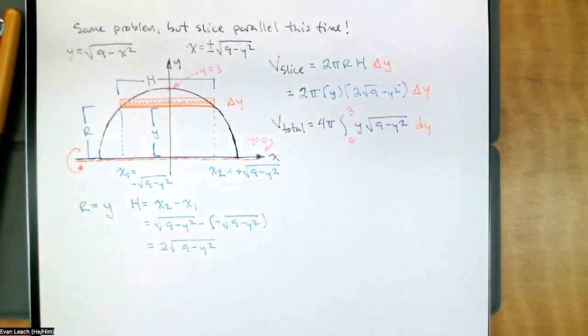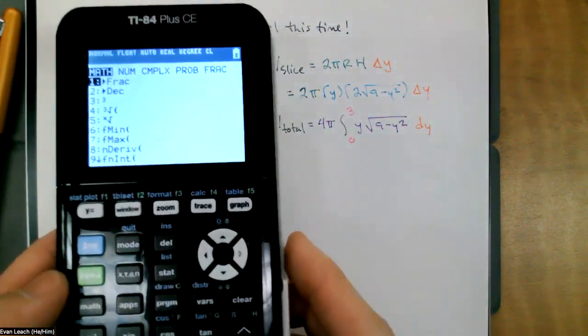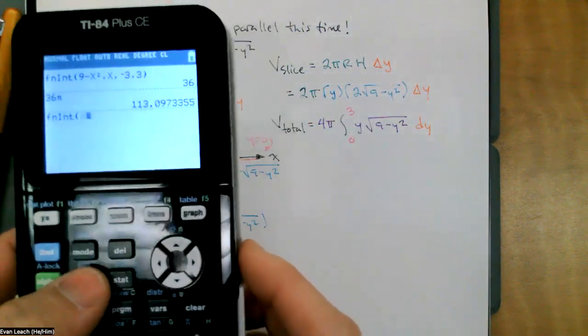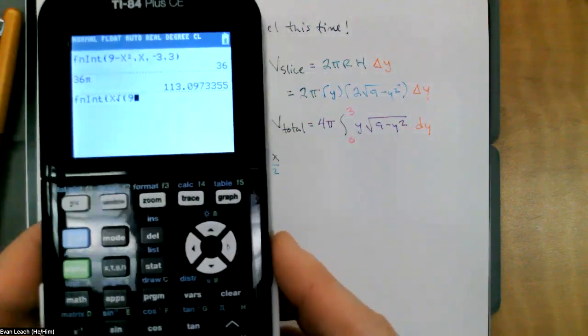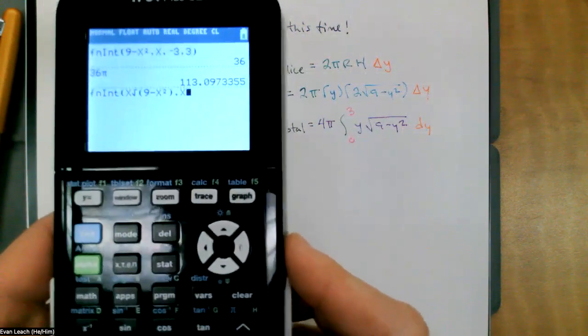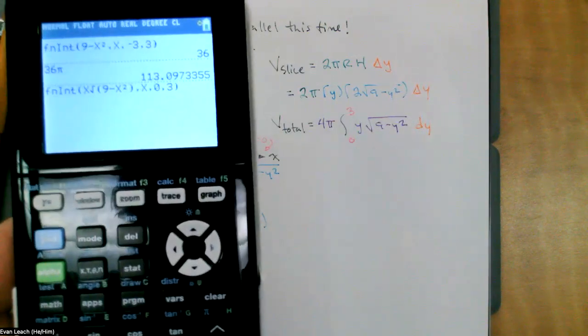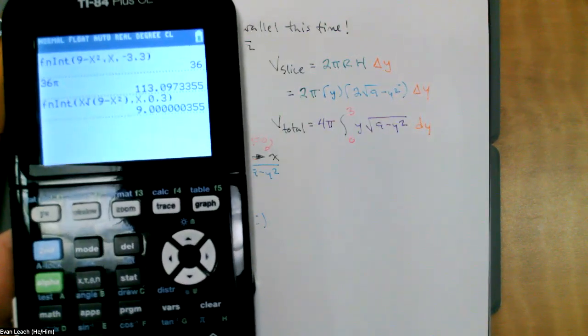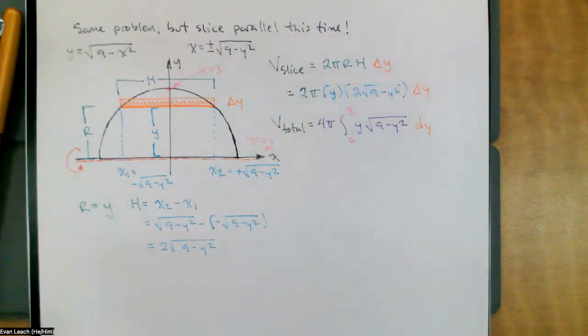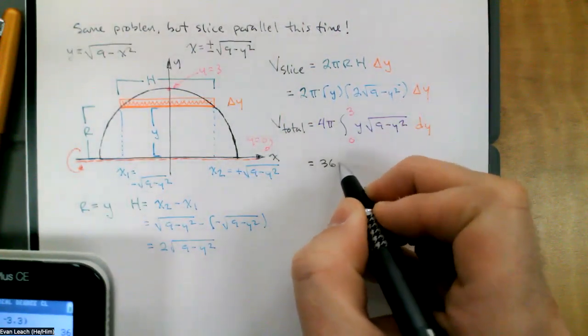Even though this would be a nice, simple integral to integrate, we've already done the thing where you've shown me that you can integrate by substitution. So we're just going to math 9. So math 9, y times the square root of 9 minus y squared with respect to y from 0 to 3. So we get 9. But this is all being multiplied by 4 pi, so we get 36 pi, just as we suspected.